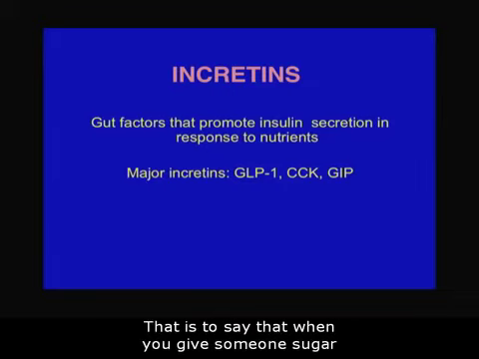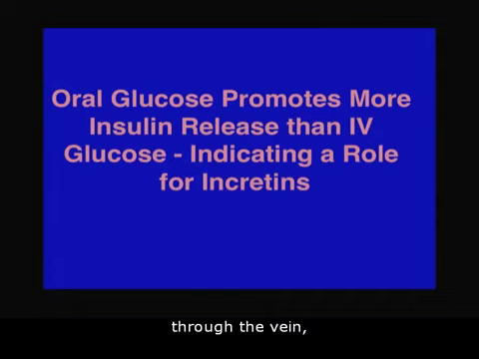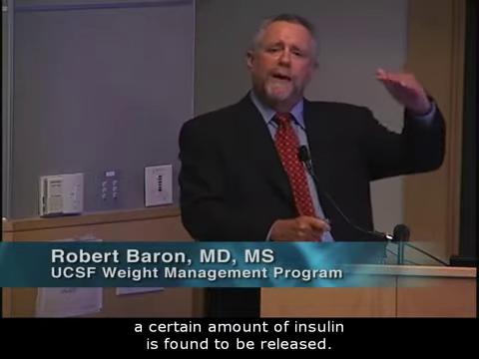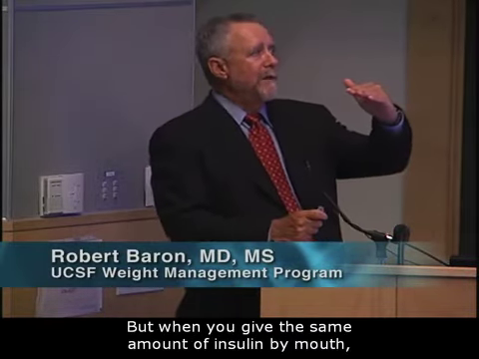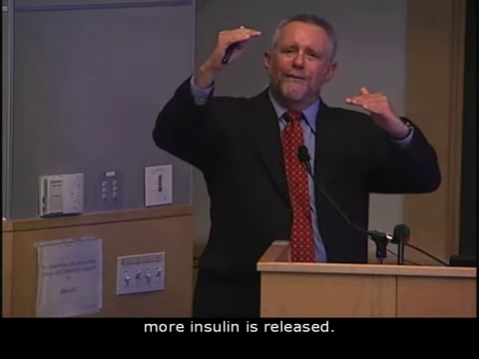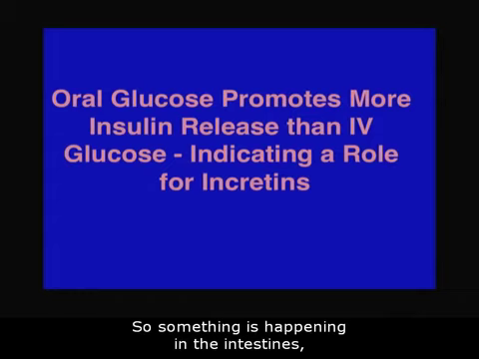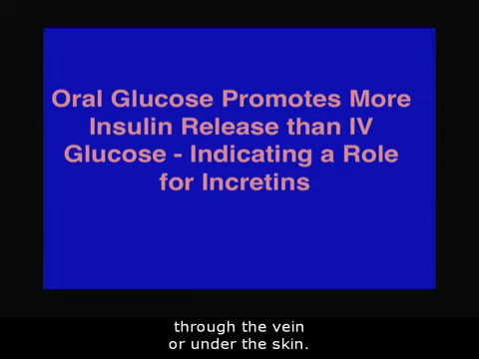That is to say, when you give someone sugar through the vein, a certain amount of insulin is found to be released. But when you give the same amount of sugar by mouth, more insulin is released. So something is happening in the intestines, in the GI tract, to stimulate insulin that is being bypassed if you just give the sugar through the vein or under the skin.